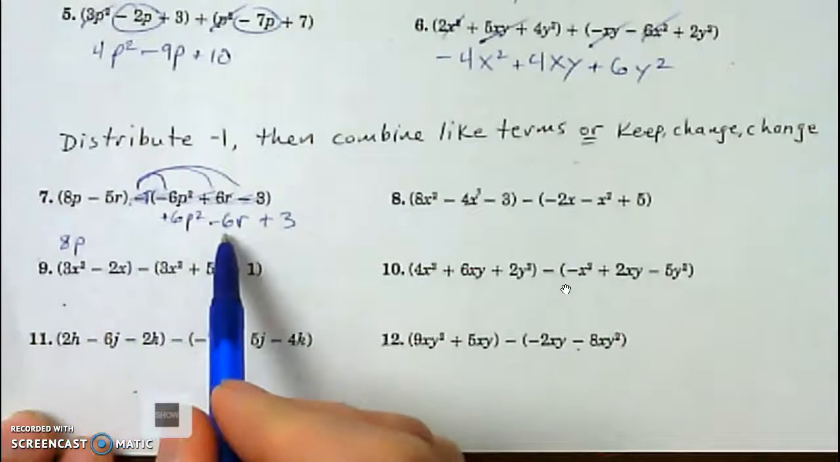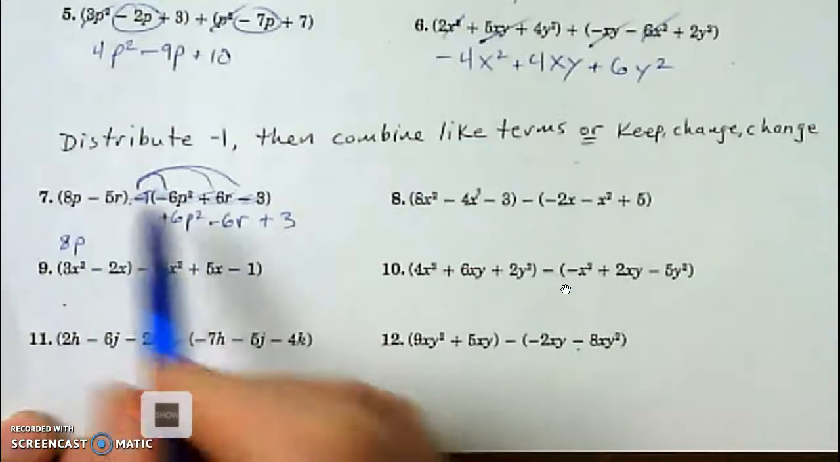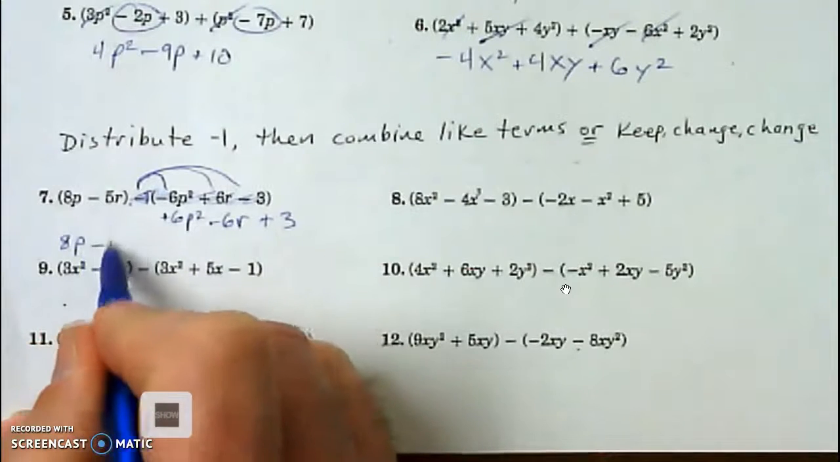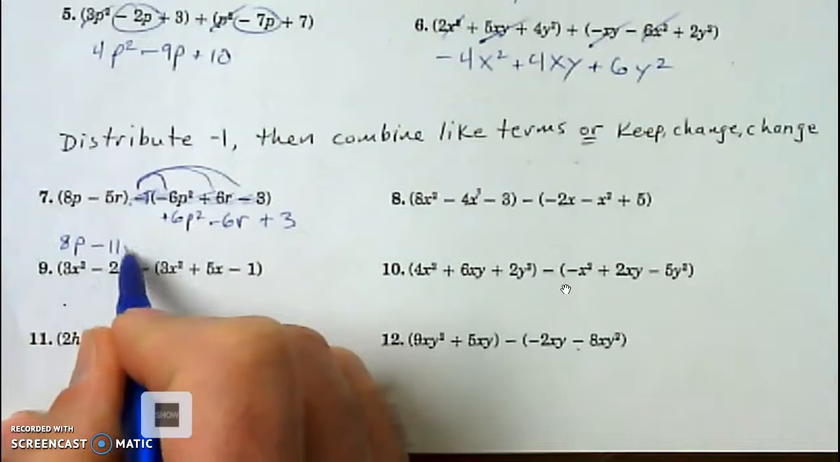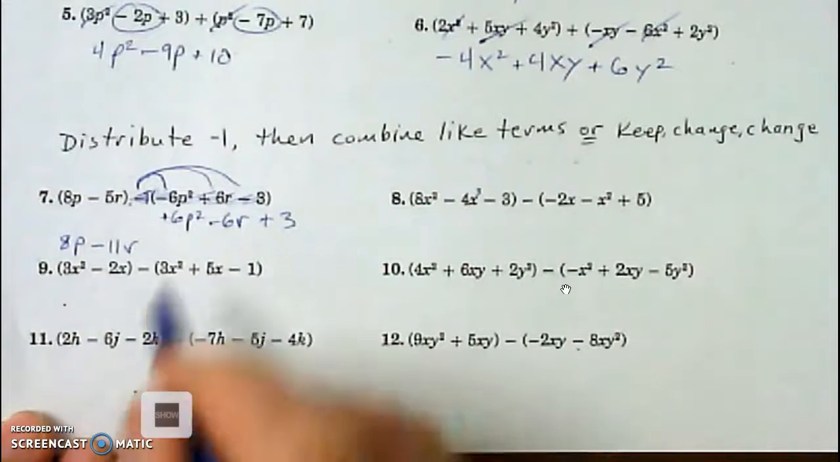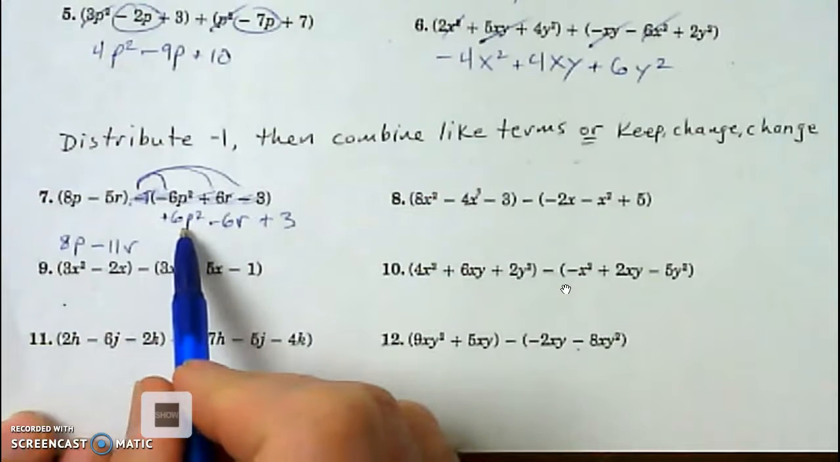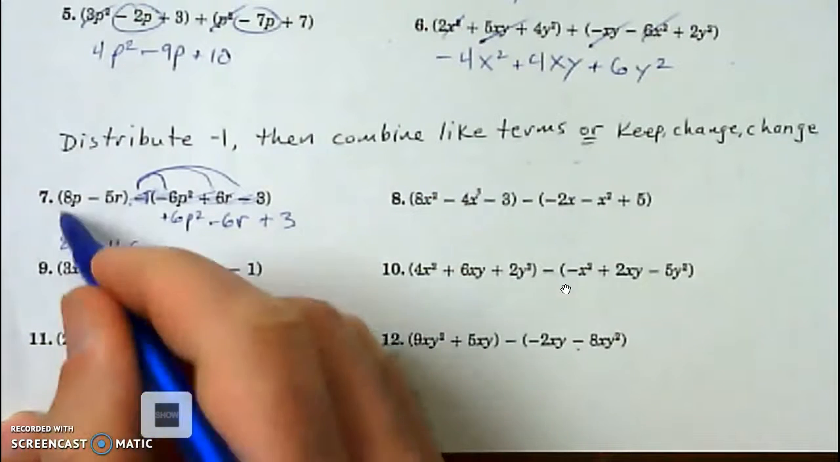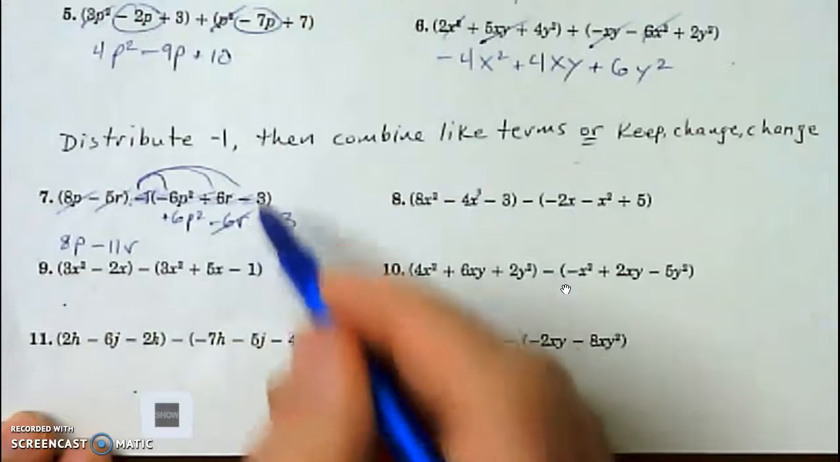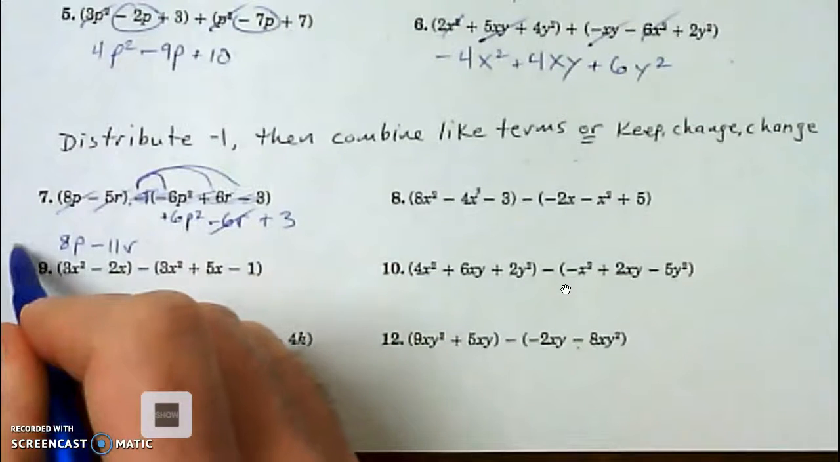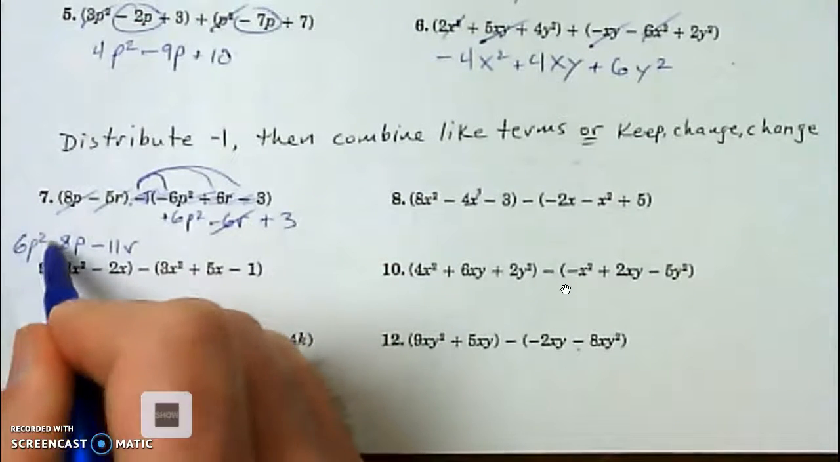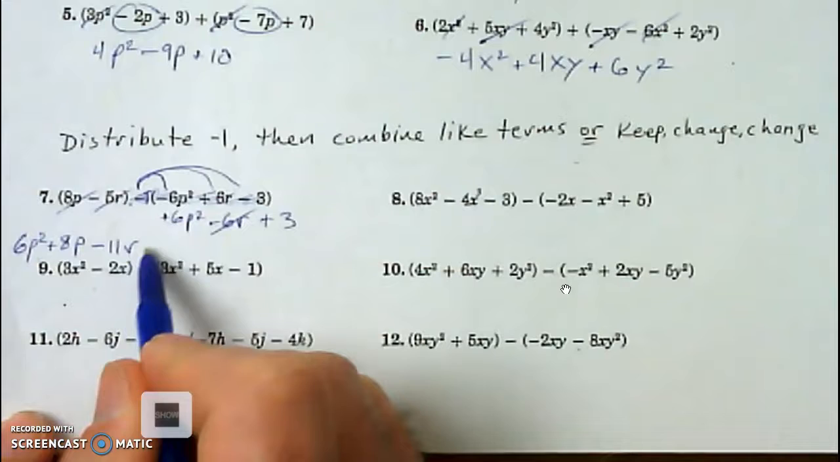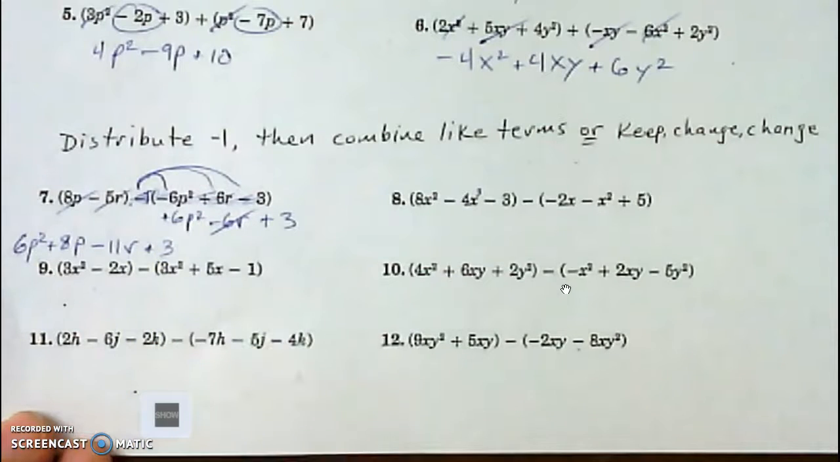Negative 5r, there's an r. Negative 5 plus negative 6, negative 11r. And this 6p squared, there is no other 6p squared. I already took care of those. So I'll write it in the front. And the 3 goes on the end. So you see there wasn't much that matched up in this problem at all. Just have to keep track.